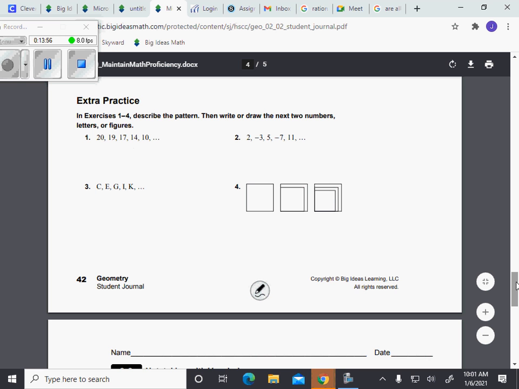So if I were to describe this pattern, I'd say the difference is going up by 1 each time. Okay, something like that. Again, might not be the best wording, but if I can understand what you're trying to say, perfect. Okay, write the next two numbers. Well, 14 to 10 is minus 4. We're going to go minus 5, so the next one will be 5. It will be minus 6. It should be negative 1.